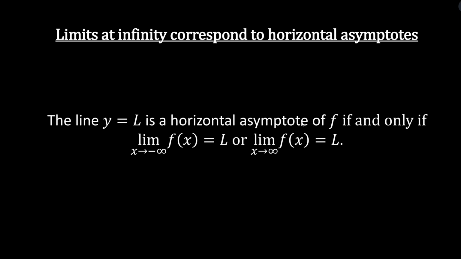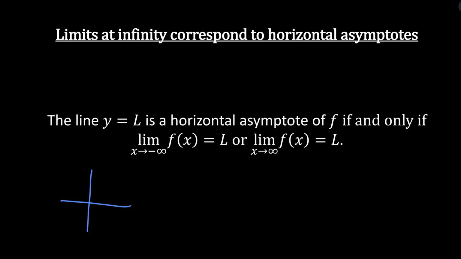Okay, so the line y equals L, this is actually a way to define what a horizontal asymptote is. The line y equals L is a horizontal asymptote of a function if and only if either the limit as x approaches negative infinity of the function equals L, or the limit as x approaches positive infinity of the function equals L. Only one of these two things actually has to exist, right? Or be true.